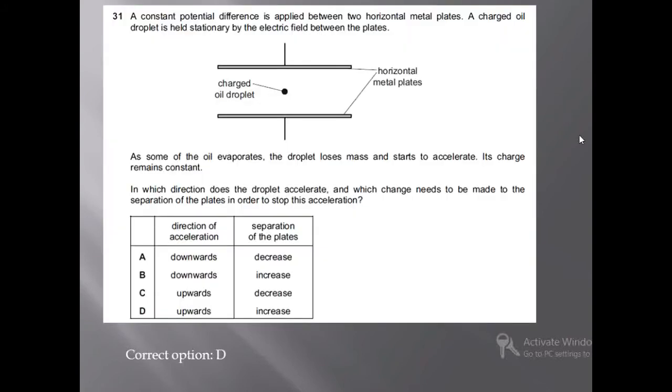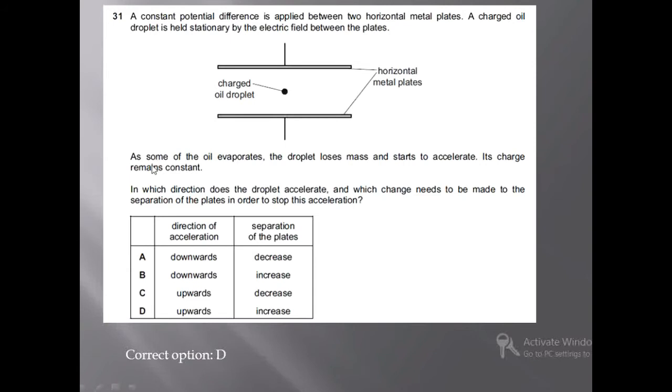MCQ number 31. A constant potential difference is applied between two horizontal metal plates. A charged oil droplet is held stationary by the electric field between the plates. This has been illustrated in the diagram. This is the charged oil droplet that is held stationary between these two horizontal metal plates.